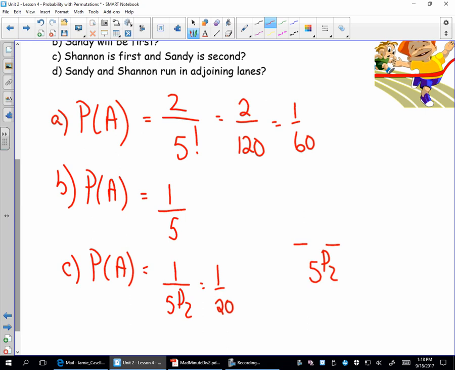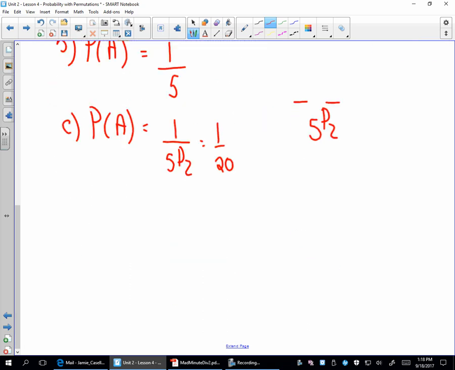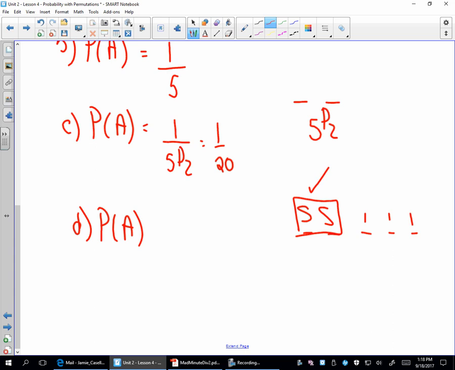Okay, last one here on this question. Sandy and Shannon run in adjoining lanes. In other words, they're side by side. Now, again, we've done something like this where we had to put things side by side. We know that we have these 5 spots, but we need Sandy and Shannon to be together. So we make them into a group, which leaves us one group plus the other 3 spots. So we have 4 factorial ways of doing this. Oh, sorry, I was in the wrong spot there. 4 factorial ways of doing this, but we don't know if it's Sandy then Shannon or Shannon then Sandy, so the group itself has 2 factorial.